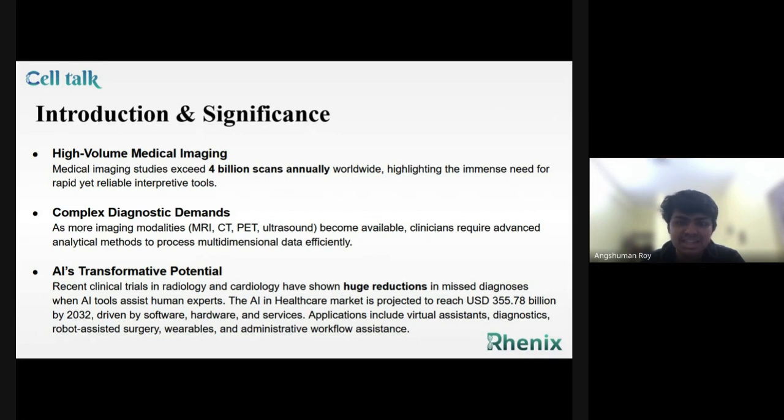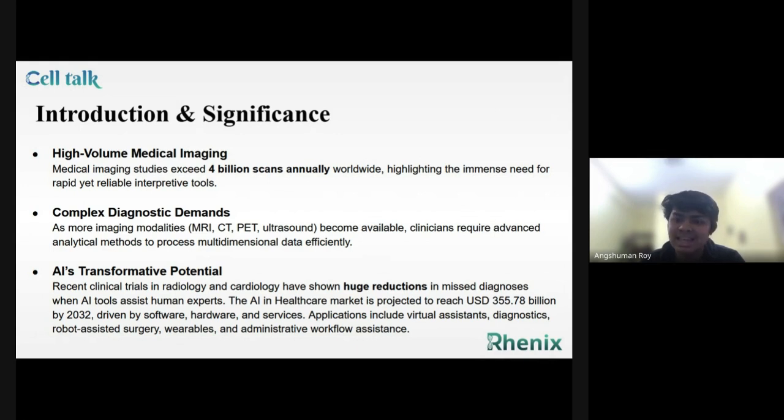First, let's consider the staggering volume of medical imaging studies. Over 4 billion scans are conducted annually worldwide. The immense volume underscores the critical need for rapid and reliable interpretive tools to manage and analyze data effectively.